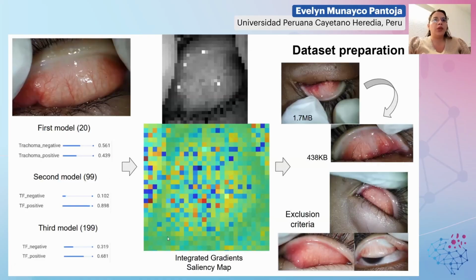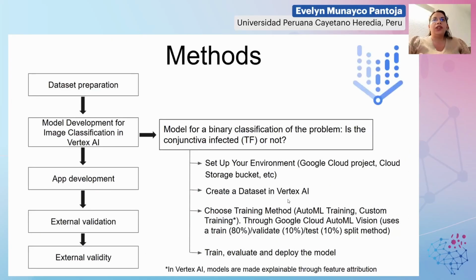To understand what the AI used for the diagnosis of each photograph, we developed these images with an integrated guidance saliency map, and we noticed that when the color was red, yellow, or orange, it is good for detection of trachoma. Then we have the data set preparation. It was not possible to evaluate the model with a huge volume of photographs. We need a short photograph set, and then we have exclusion criteria because it's necessary to have the whole conjunctiva to have a good diagnosis.